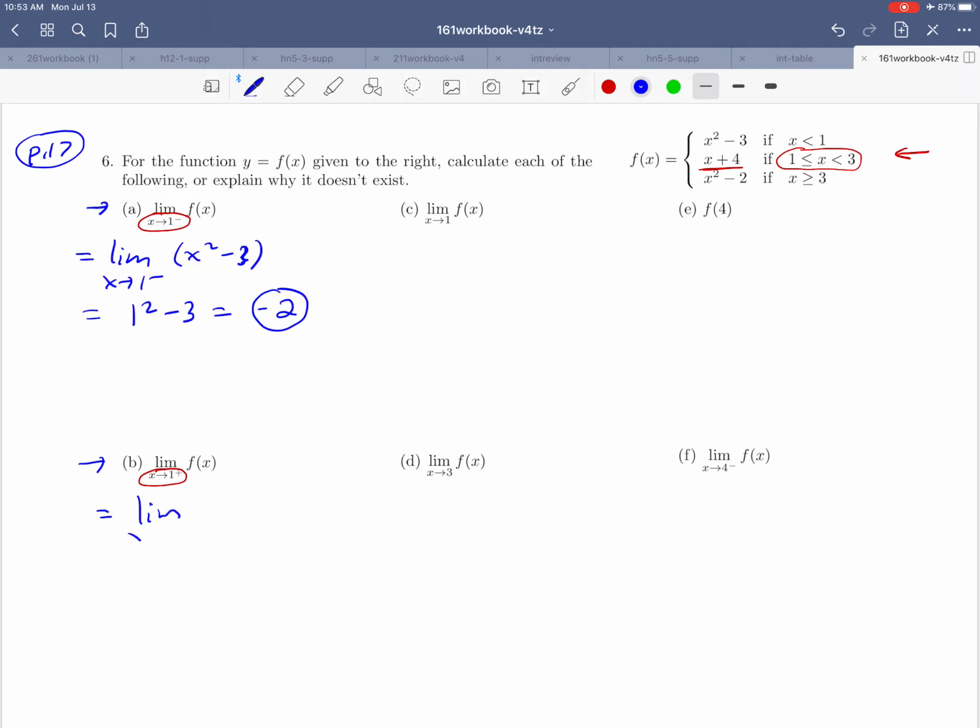So this is really the limit as x goes to 1 from the right of x plus 4. And since x is approaching 1, we could just substitute that 1 in for x, and it looks like we're going to get an answer of 5 for that.